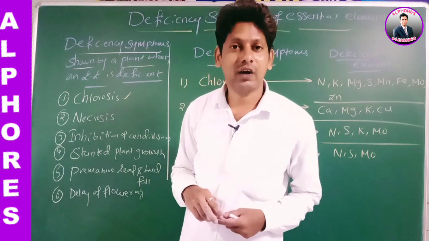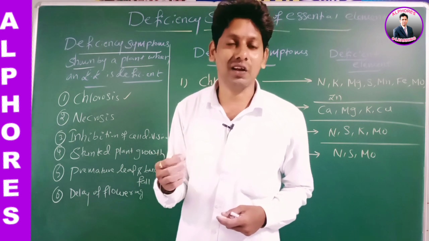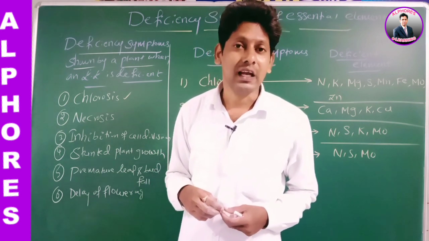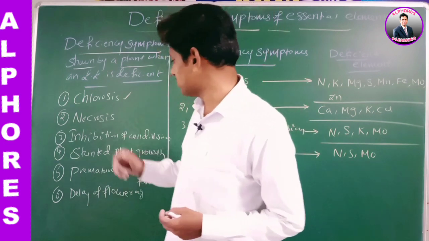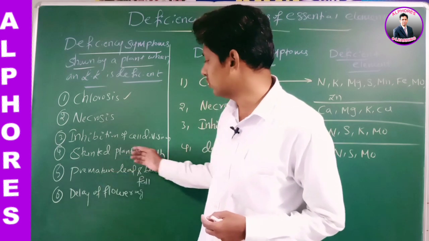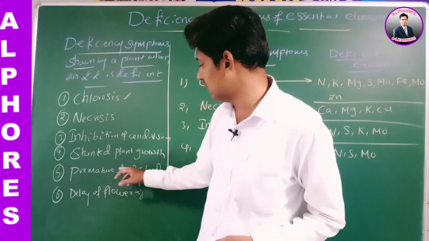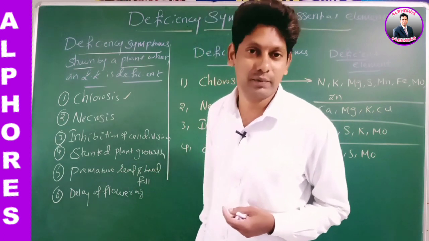Now go for the second one. Necrosis means death of tissues, particularly death of leaf tissues. Next, inhibition of cell division. Stunted, reduced plant growth. Premature means before reaching maturity, leaves and buds fall off. Flowering is delayed.